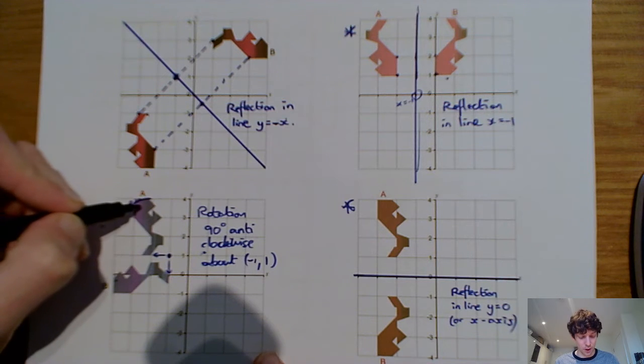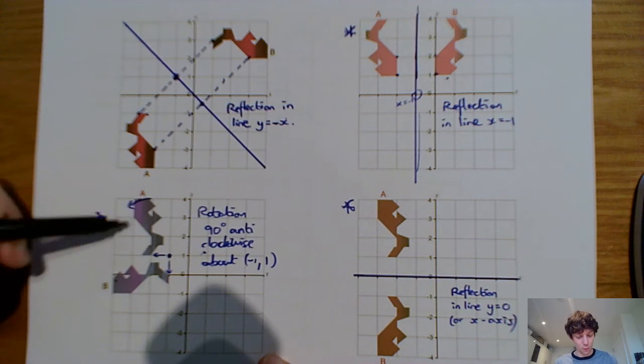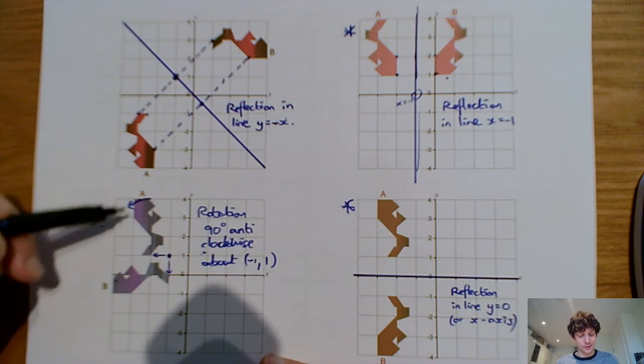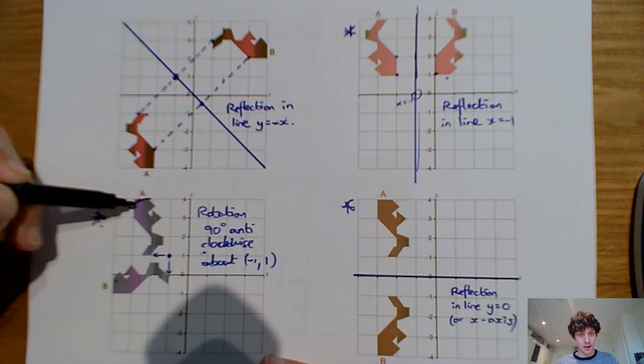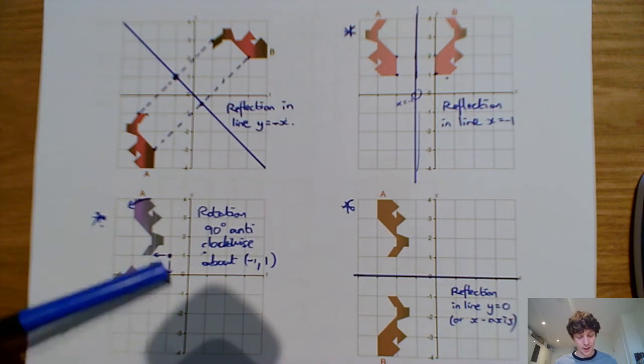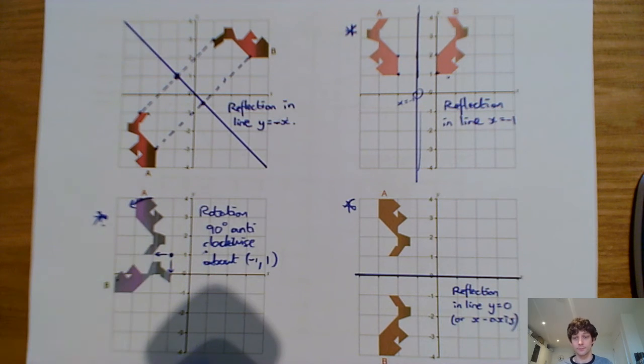So this is my initial rabbit, rabbit A. I said 90 degrees because it looks like it's a quarter turn to me. It's not sort of going upside down, so it's not 180. So it's 90 degrees. It's moving in that direction, so that is anti-clockwise. So it's 90 degrees anti-clockwise, and then I pick out where I think the center of rotation is and check that.